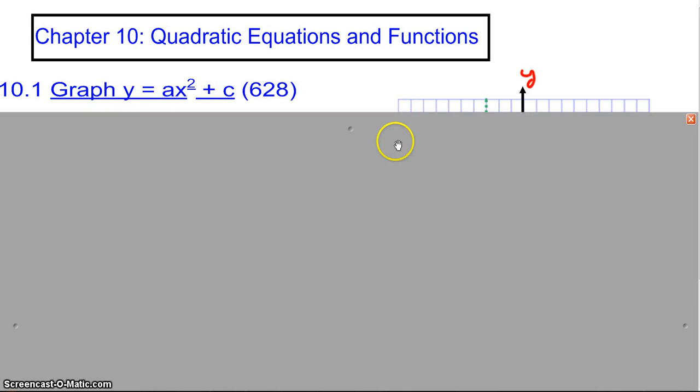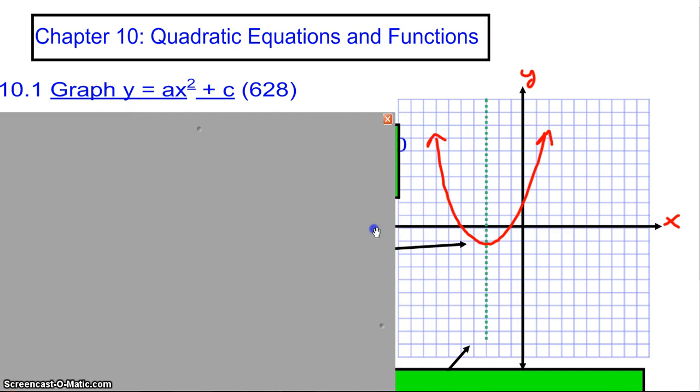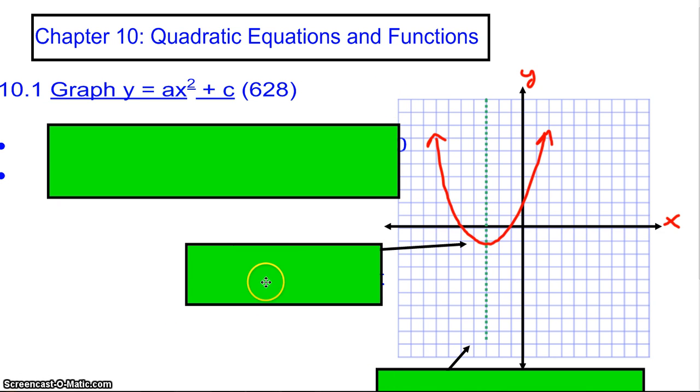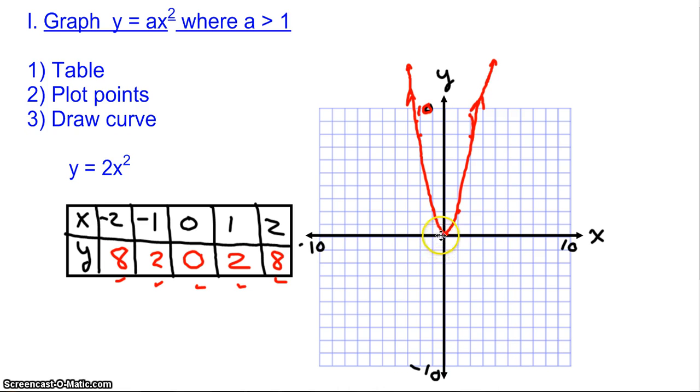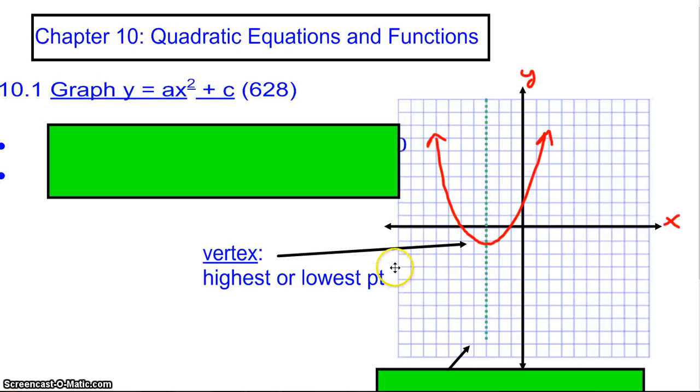So let's back up and take a look at just a generic quadratic equation and what has gone into it. First of all, there is a point which is either the highest or lowest. Here, there's a lowest point. It's called the vertex. Here, the vertex was at 0, 0. It's the turning point, and it's a minimum. It's the lowest point here.